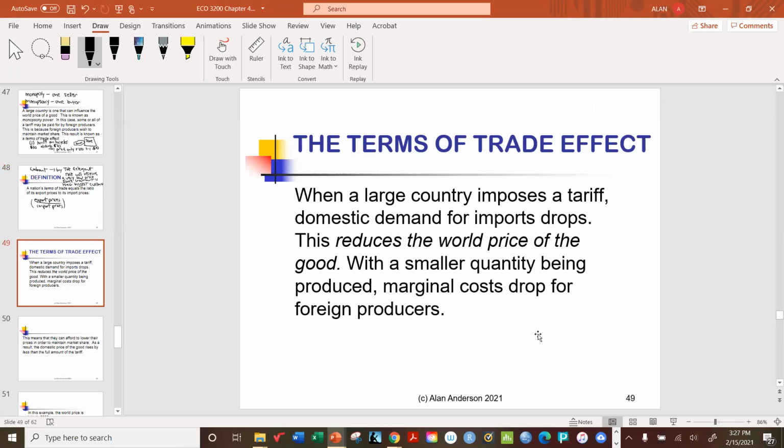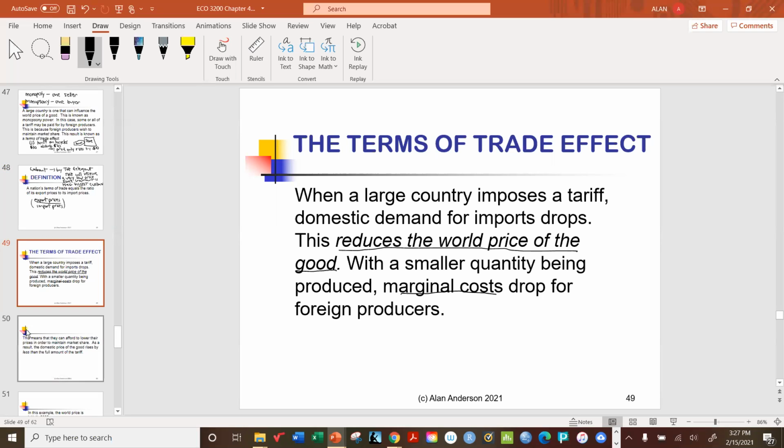All right, so when a large country imposes a tariff, of course, the domestic demand for imports drops, as we've seen, but unlike the other examples, the world price of the good will drop as well. Because the American market is so massive that if we buy less bicycles, let's say, the price will actually drop throughout the entire world. Now, what that does then is that it reduces what we call marginal costs for foreign producers.